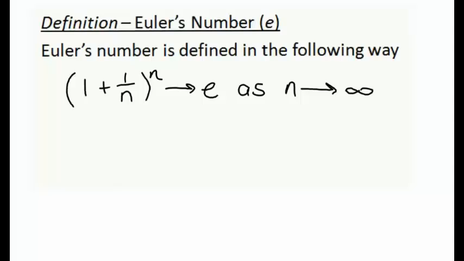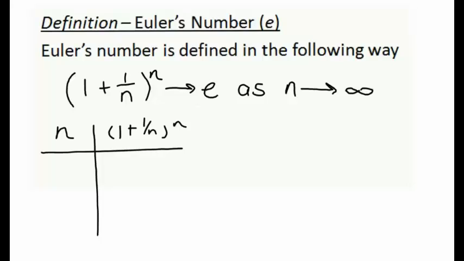Let's start by defining a special number that we call Euler's number, and we use a lowercase e to denote this particular number. It's a really odd number in the sense that it's defined as what we call a limit. So we look at the expression (1 + 1/n)^n. And as we allow n to get really, really big, that means as we allow n to go towards infinity, this particular expression tends towards some number that we call Euler's number.